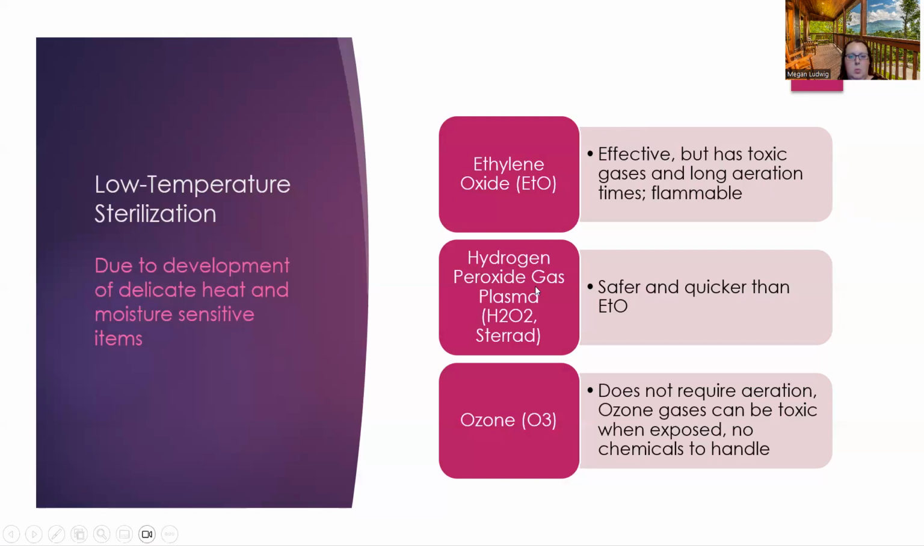Now this hydrogen peroxide gas plasma can also be called H2O2, which is its chemical name, or a commercial brand name for that machine is called the SteriRad. So don't get SteriRad and Steris confused. Steris is peracetic acid. Hydrogen peroxide is SteriRad. So this one does work a little bit quicker than the ETO, so that's beneficial. Some facilities might prefer that over the ETO.